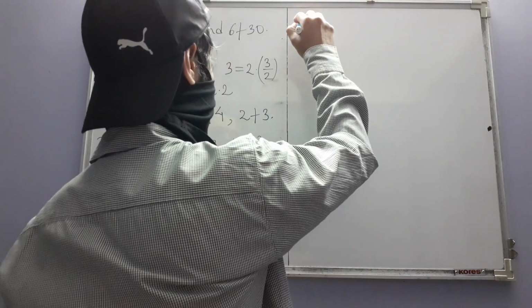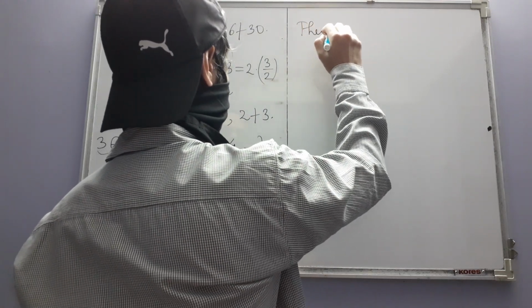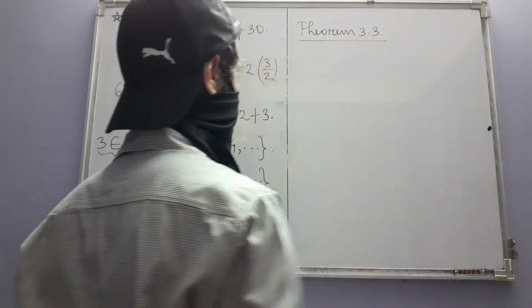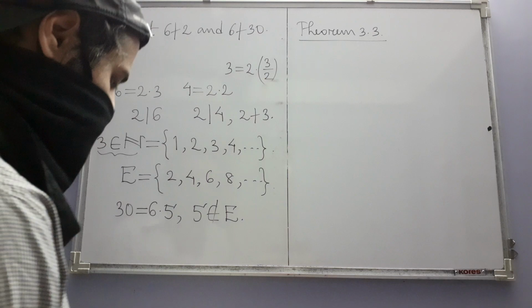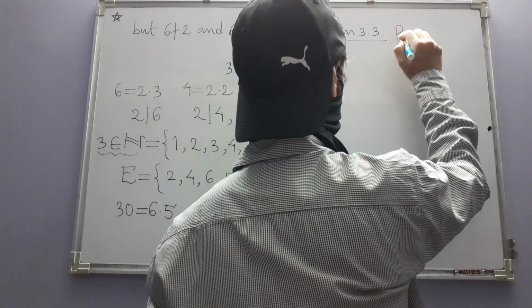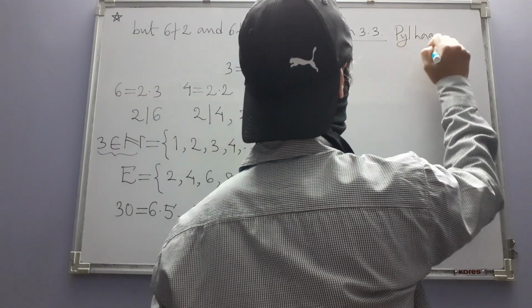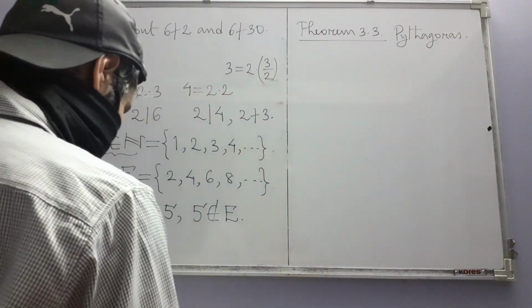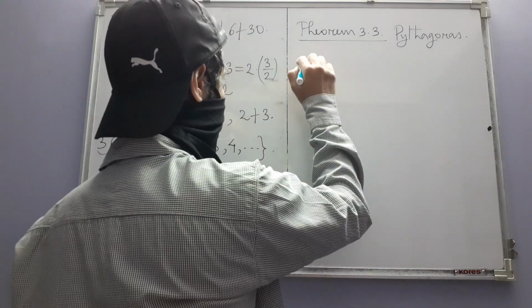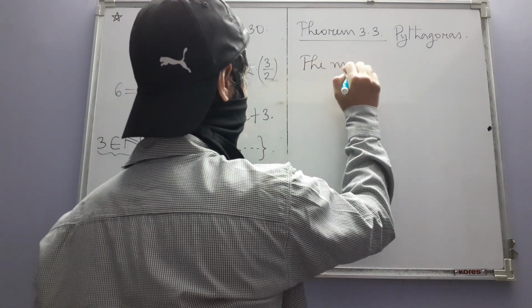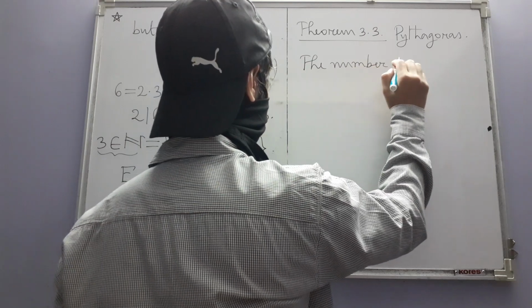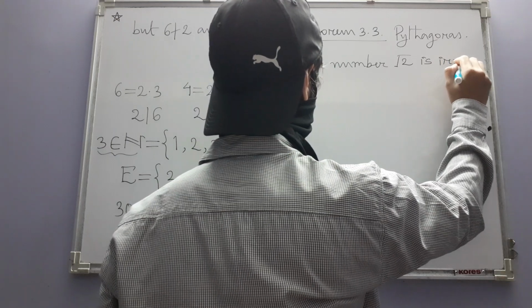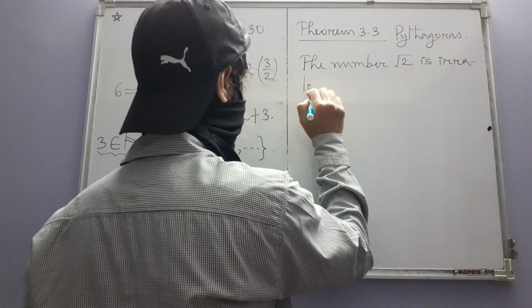So it's Theorem 3, and it's due to Pythagoras, and it's just that the number square root of 2 is irrational.